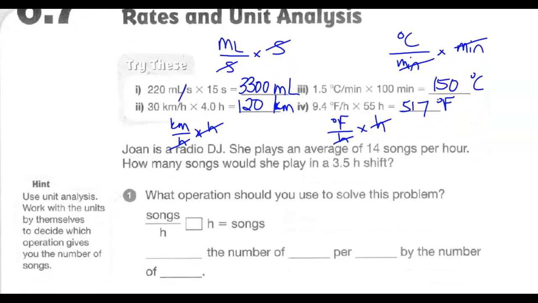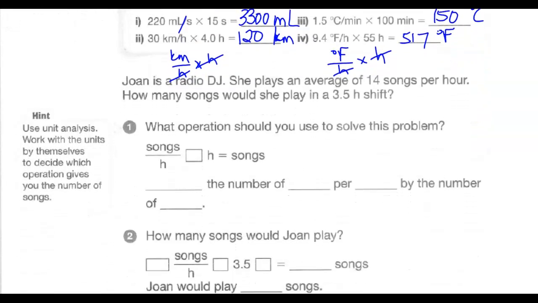Okay. So that's the sort of calculations we'll end up doing. So it says Joan is a radio DJ. She plays an average of 14 songs per hour. How many songs would she play in a 3.5-hour shift? All of these ones that we were given above and this here, these are your rates of change. So 14 songs per hour. So how many would she play in a 3.5-hour shift?